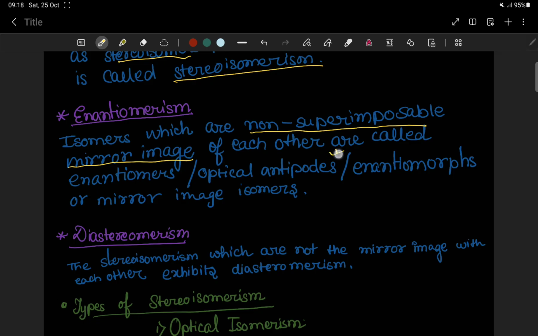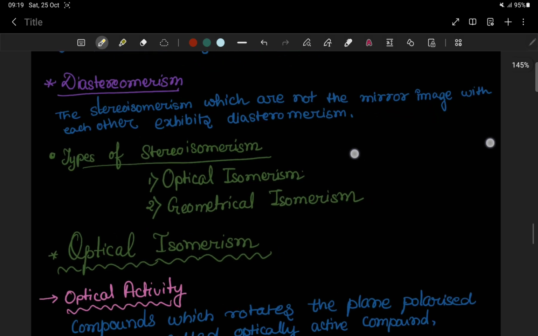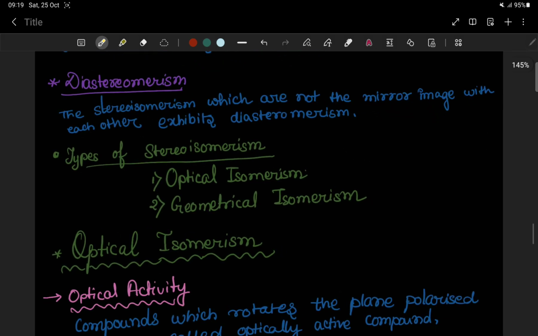Optical antipodes or enantiomorphs, or mirror image isomers. These are four synonyms. And coming to the next, that is diastereomerism. What is diastereomerism? The stereoisomers which are not the mirror image of each other exhibit diastereomerism. That means they are not the mirror image. This is the main classical point.